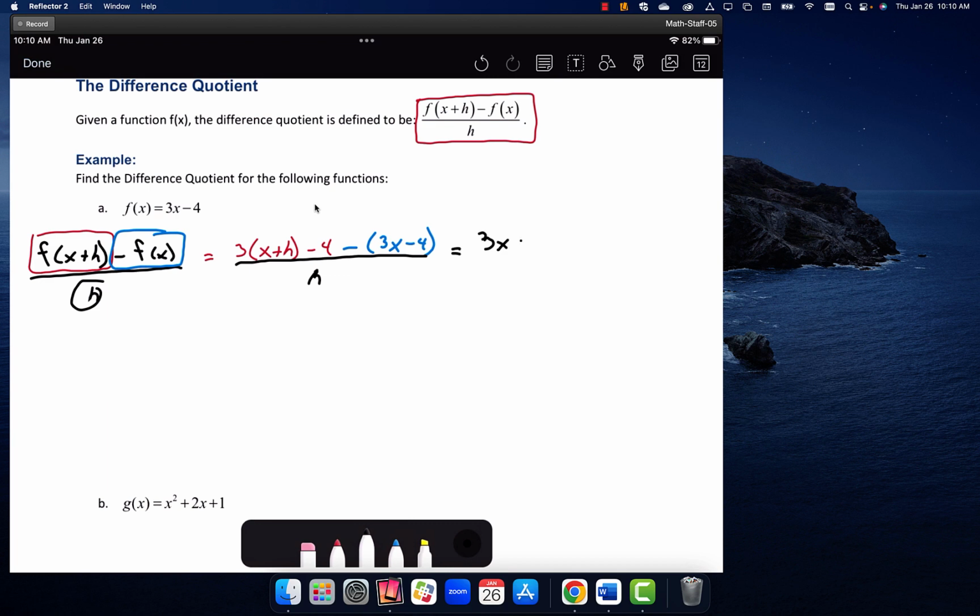3x plus 3h minus 4 minus 3x plus 4, all over h. Now go through and see if anything cancels. Notice that 3x and negative 3x cancel. Negative 4 and 4 cancel. And then we are left with 3h over h, which is simply 3. So the difference quotient for 3x minus 4 is 3.